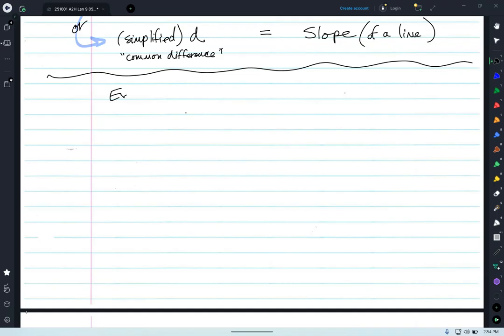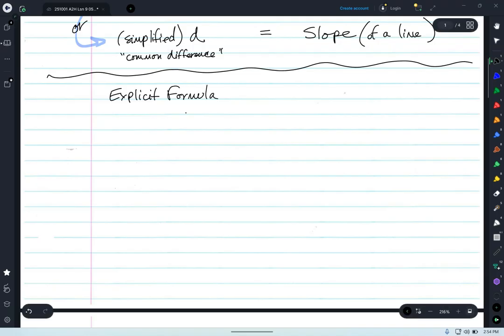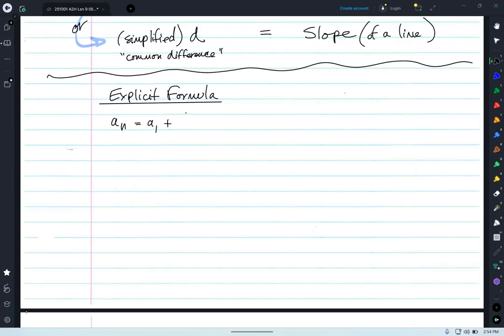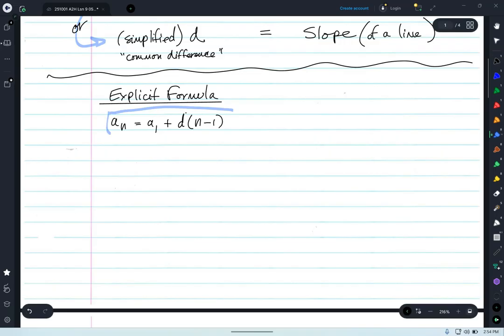Let's write the explicit formula for the example above. I'll get us started. The generic explicit formula is some term in the sequence is equal to the first term plus the common difference times the term number minus 1. Everybody remember this? All right, this is the generic explicit formula.